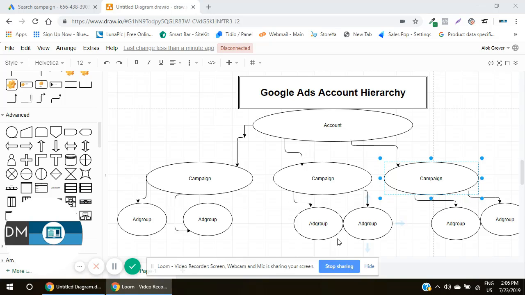Now we would actually be discussing the Google Ads account hierarchy. The Google Ads account hierarchy is basically the structure in which the Google Ads account is made. And it is very important to know the structure. Why? Because that is how we will be able to make our campaigns more efficient. If we are aware of the structure and we are able to organize it well, we would be able to make our campaigns more efficient.